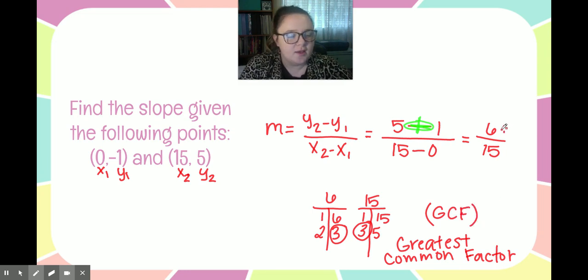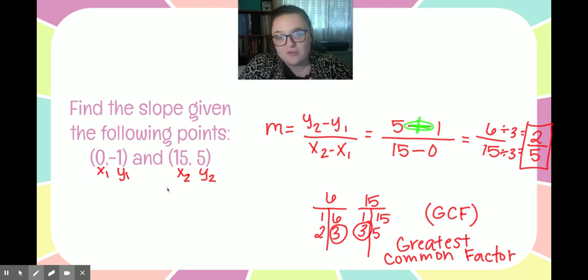So we are going to be able to divide both of these by 3, which means 6 divided by 3 is 2, and 15 divided by 3 is 5. So my final slope is 2 over 5. That's my answer here, 2 over 5.